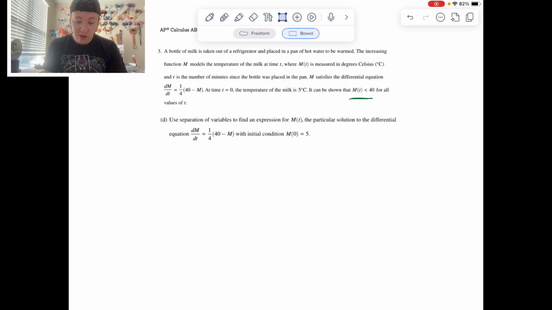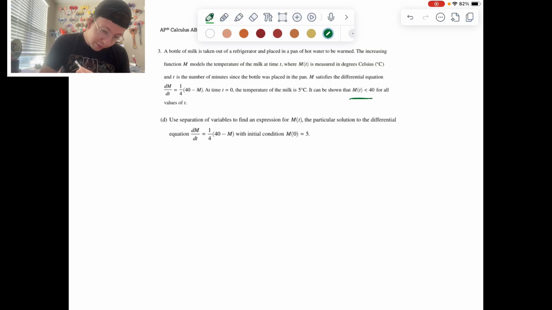Okay, so people, let's take care of letter D. We are going to be using separation of variables to find an expression for m of t, the particular solution to the differential equation dm/dt is equal to 1/4 (40 minus m) with initial condition m of 0 equal to 5. All right, so let's first separate those variables. Let's write our differential equation: dm/dt is equal to 1/4 (40 minus m).